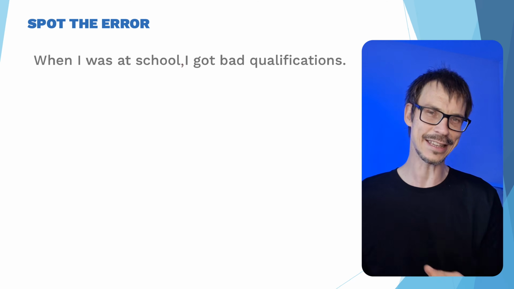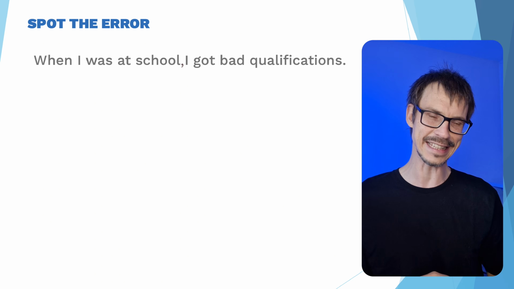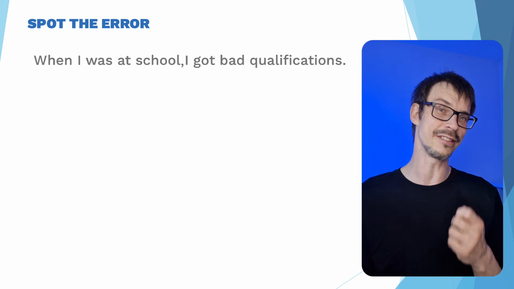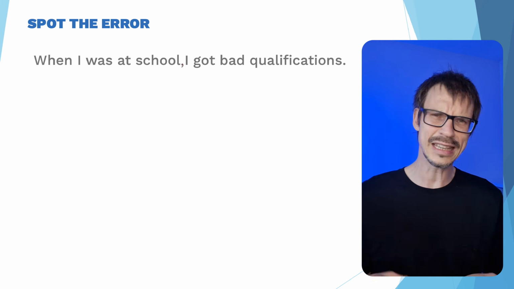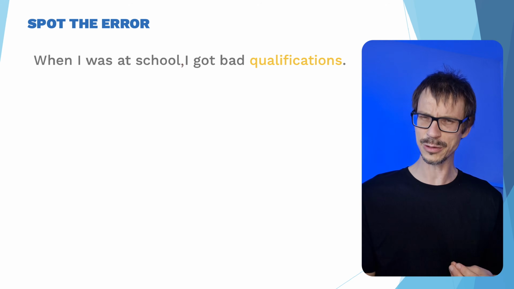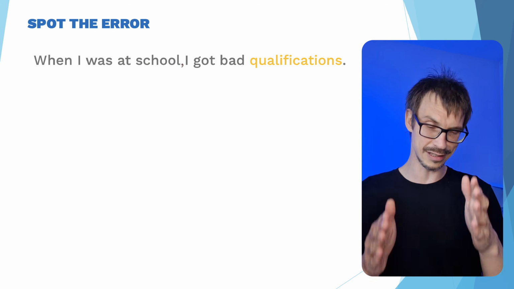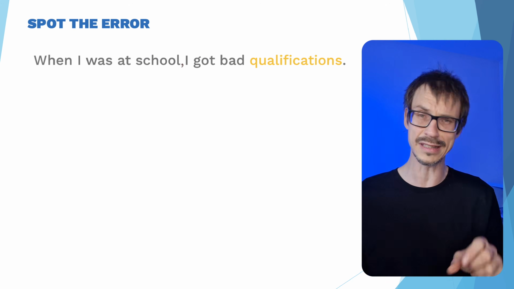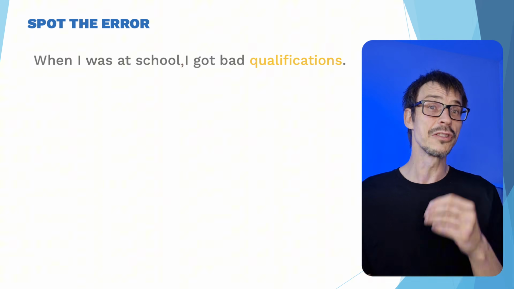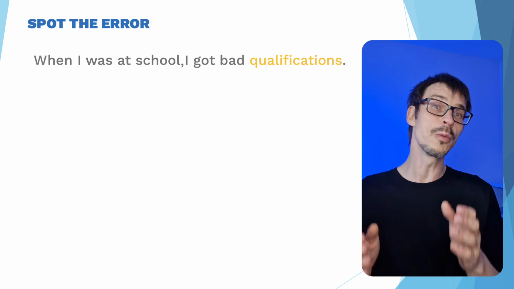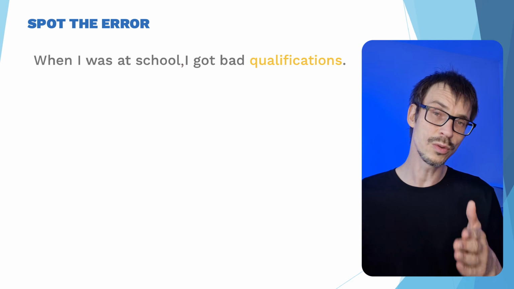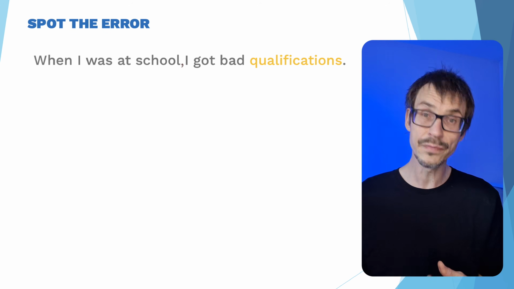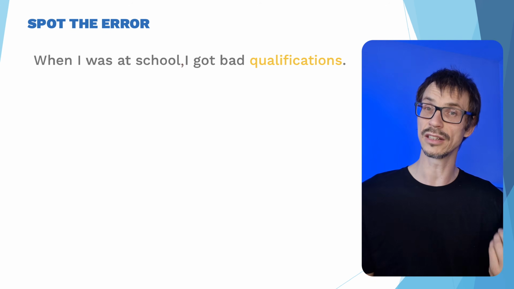Now, what did you think of this last sentence on our list today? What's wrong here? Well, it's another vocabulary error, isn't it? We're not talking about qualifications here, are we? The word qualification is another false friend that exists in many languages, especially in the Mediterranean. So what do we replace it with? Well, we actually have two options here. We can either replace it with the word marks, or we could replace it with the word grades.